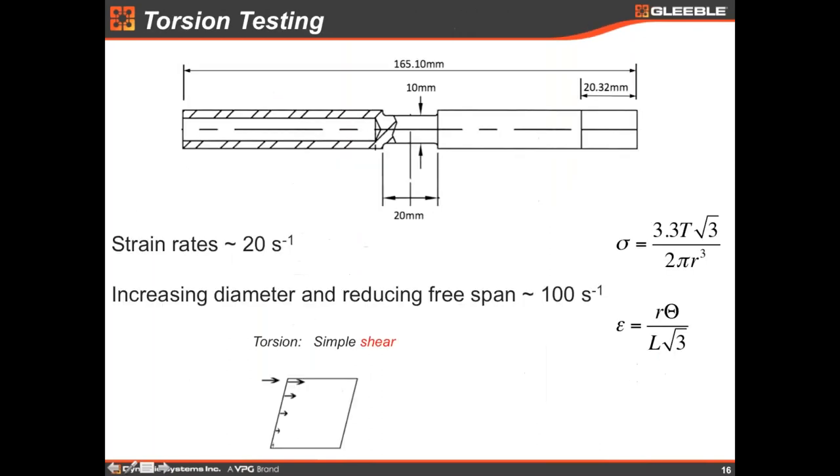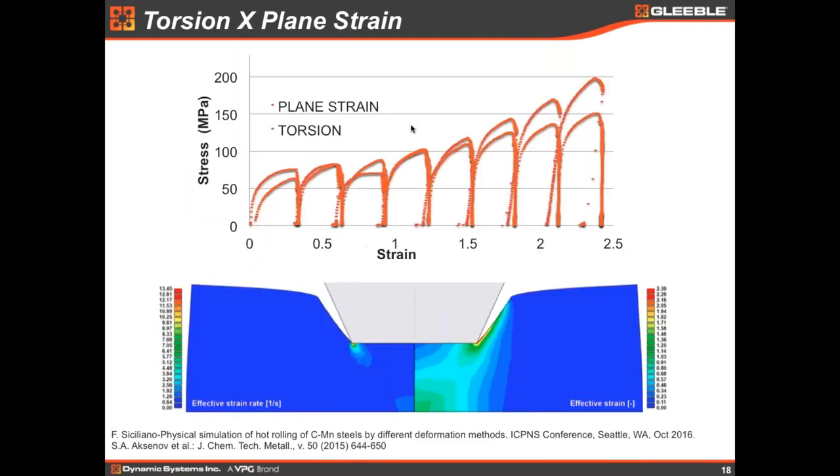But if you look at the torsion, geometrically it is, of course, not similar to rolling. But I just compared, if you said, well, why don't you compare plane strain and torsion side by side? I'm sorry, in the presentation the curves became the same color, but the one that shows higher stresses for high strains is the plane strain. For high strains, it usually shows higher stresses than torsion. Torsion is the lower curve here.